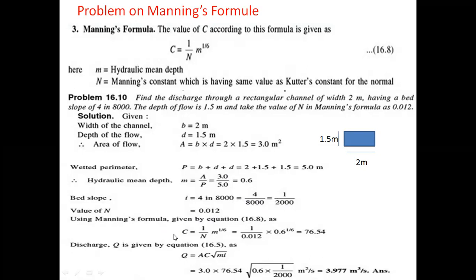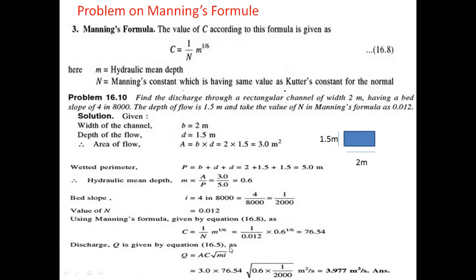Find out the Chezy's constant value by using Manning's formula, 1 by n into M power 1 by 6. Here Manning's constant value is 0.012, into hydraulic mean depth 0.6, whole power 1 by 6. Finally, Chezy's constant value comes as 76.54. By using the Chezy's constant value, find out the discharge, Q equals A C root of M I. The area of the channel is 3.0, and C is 76.54.